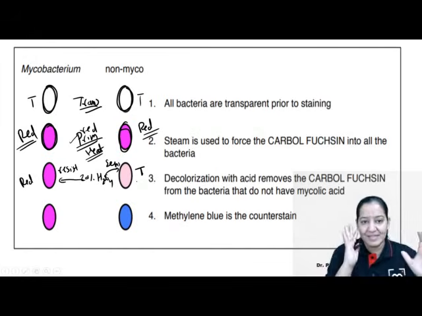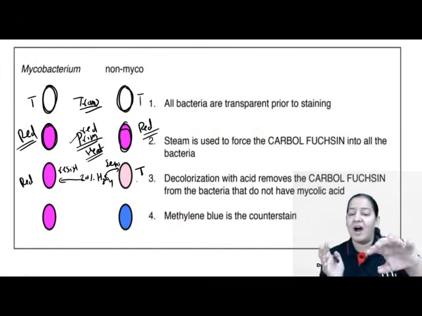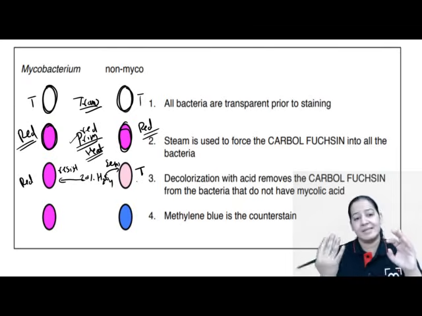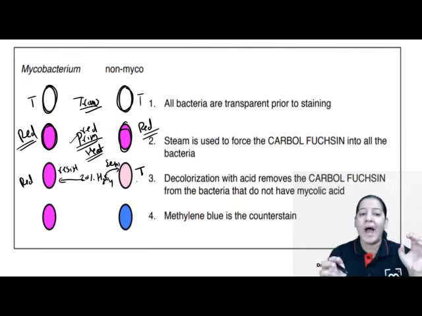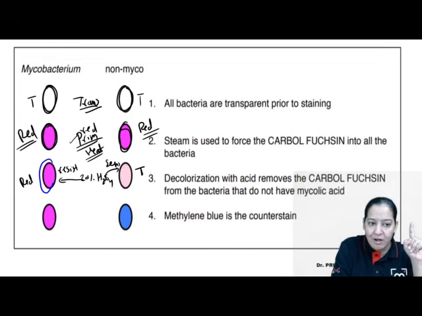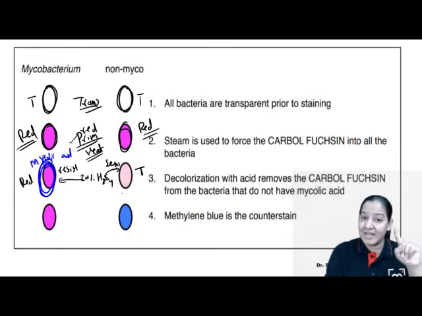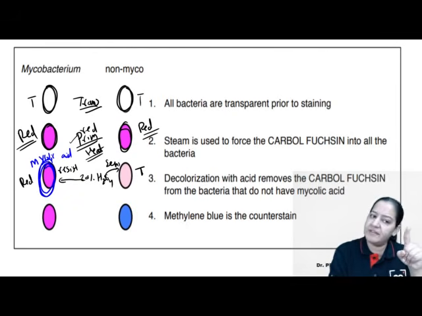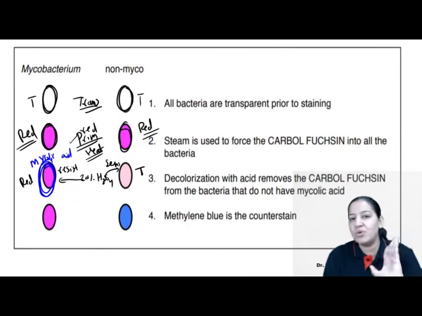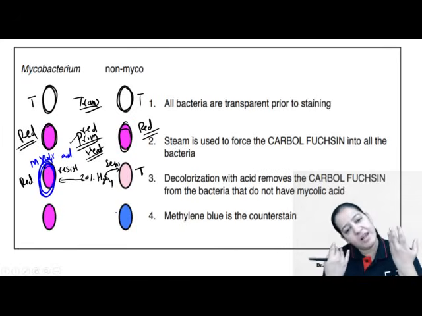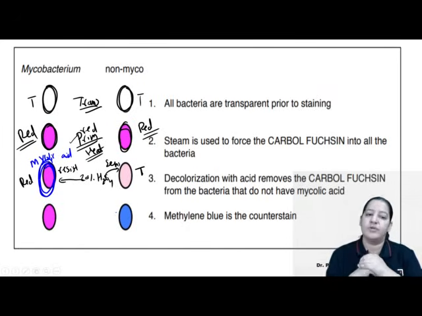Now what makes the difference here? Why are some bacteria resistant and some bacteria sensitive to 20% H2SO4? Because the difference is the cell wall. Some bacteria have mycolic acid in their cell wall. This mycolic acid in their cell wall is providing resistance to 20% H2SO4. The bacteria which have mycolic acid in their cell wall resist decolorization and retain the primary stain. The bacteria which don't have mycolic acid in their cell wall lose the primary stain. They are sensitive to the decolorizer.